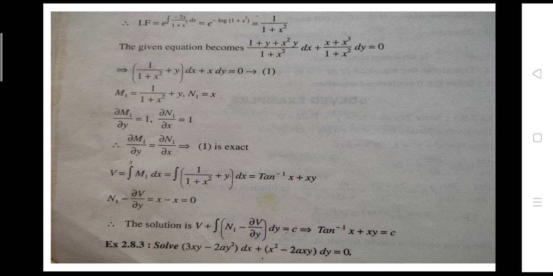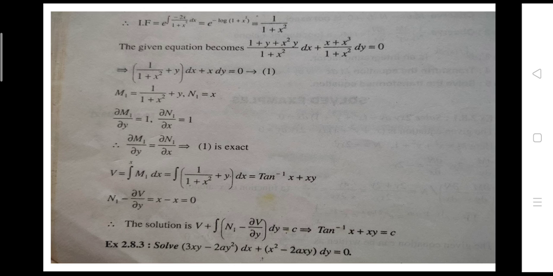Therefore the general solution is v plus the integral of (N1 minus ∂v/∂y) dy is equal to c. We already found v and N1 minus ∂v/∂y. Now substitute these two values in the general solution. We finally got tan inverse x plus xy is equal to c. That is the solution of the above problem.